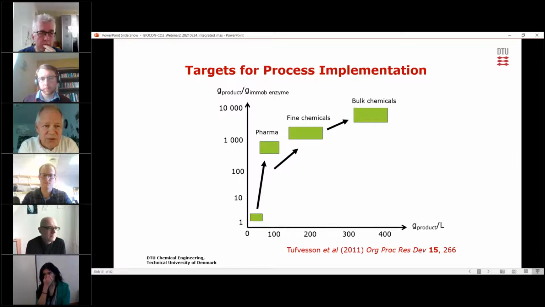The price of producing protein comes down all the time. So these numbers will get more favorable, but it gives an idea about what it is we really need to achieve here. Next slide, please.